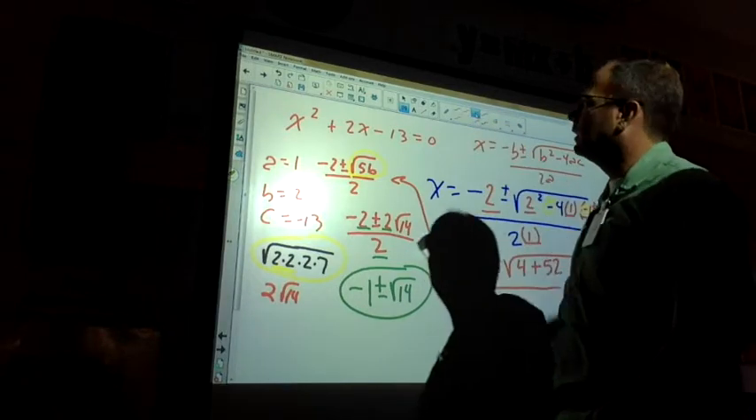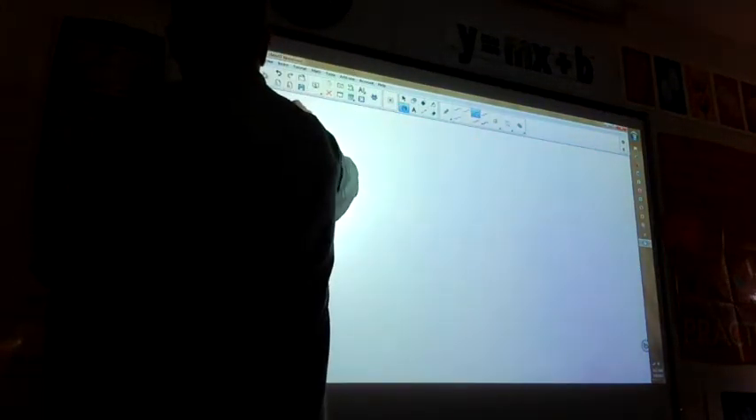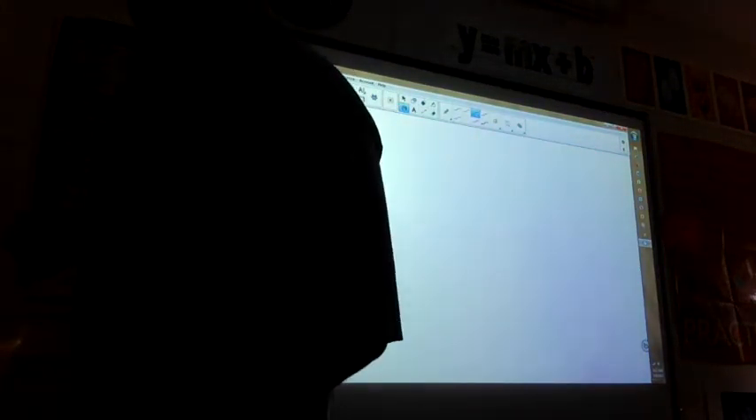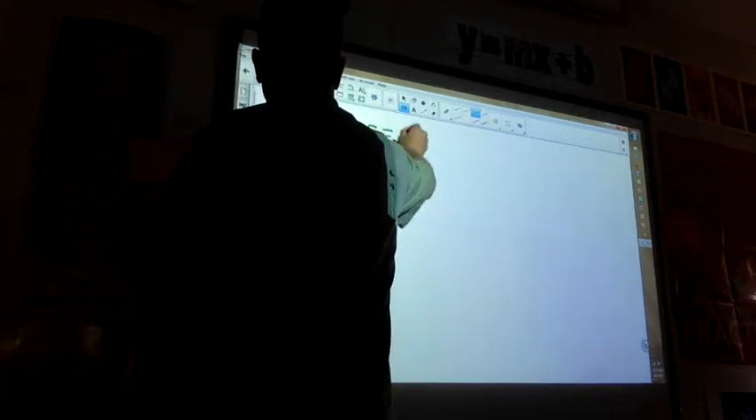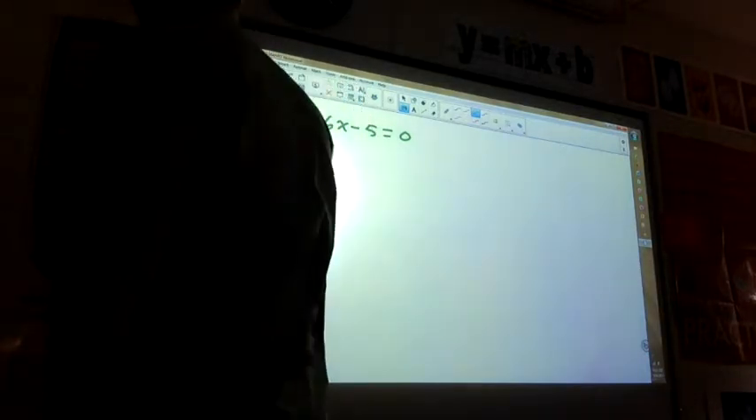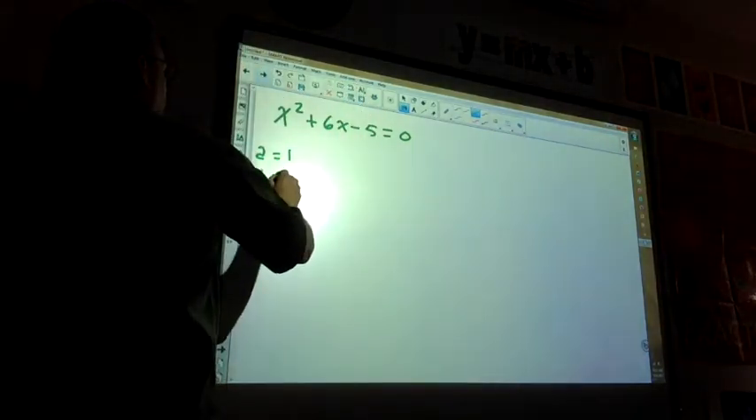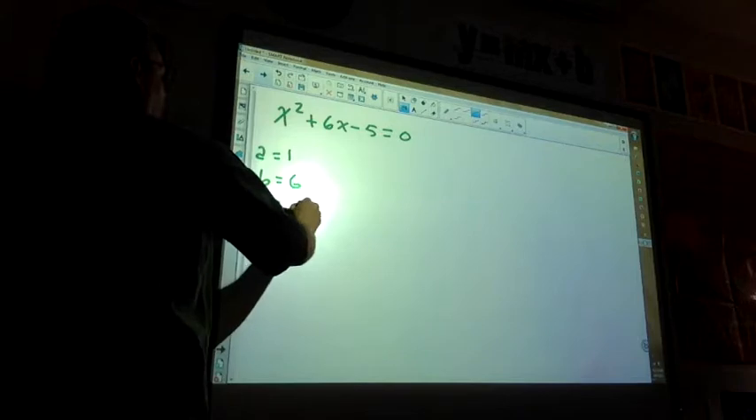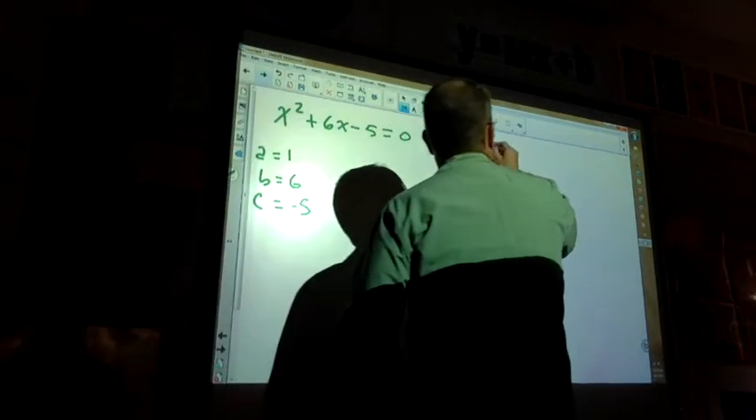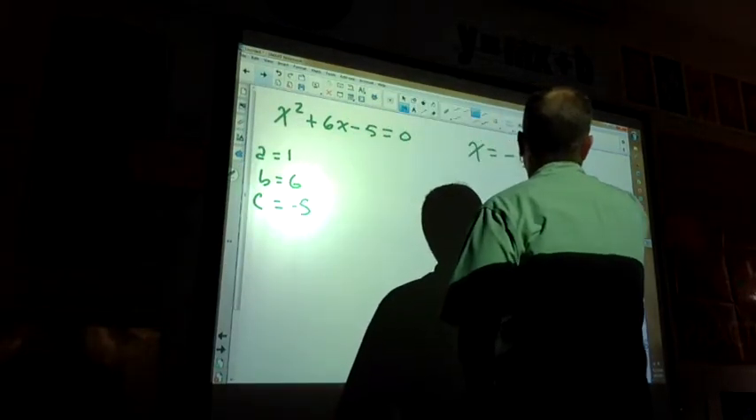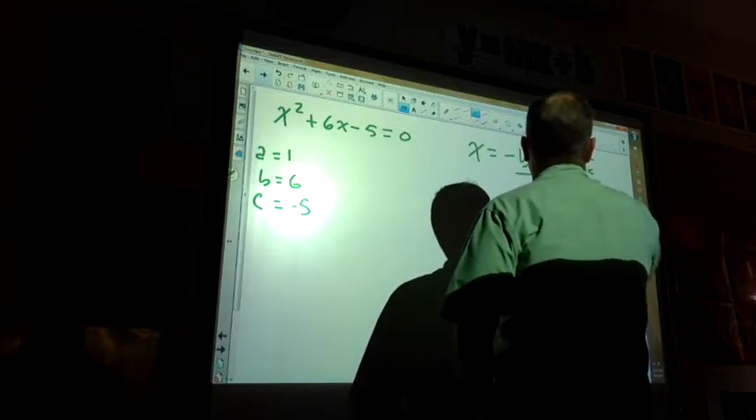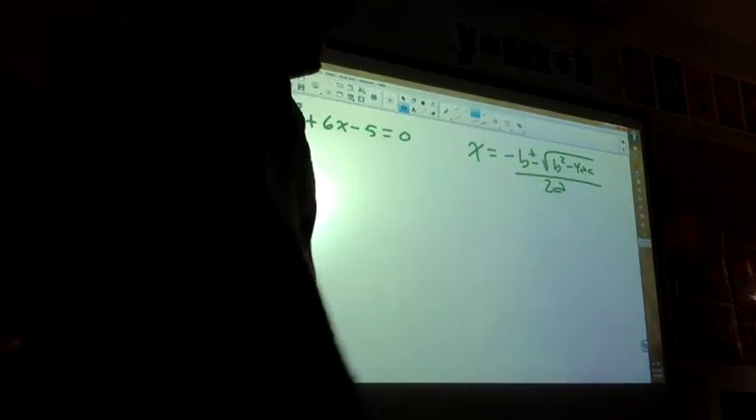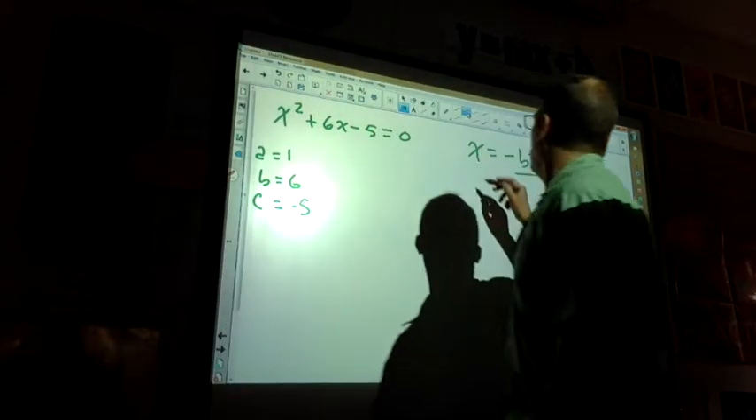Trust me. Okay? Problem number 6. So going across. X squared plus 6x minus 5 equals 0. Okay? My a value is 1. B value is 6. C value is negative 5. Quadratic formula. Okay? Same as always. Plug in what we know.